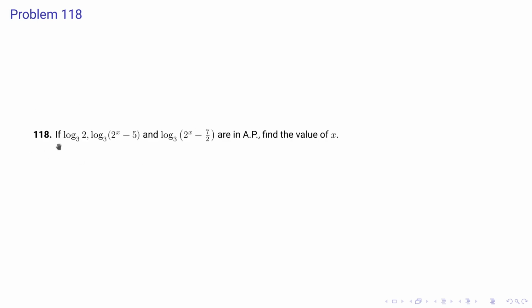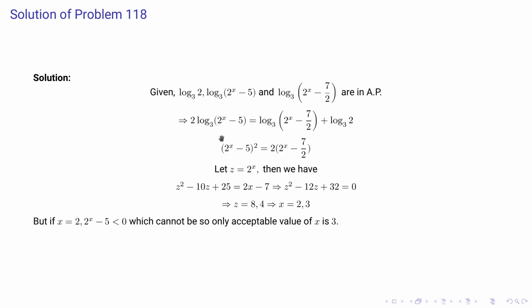Problem 118 says that if log of 2 with base 3, log of 2^x minus 5 with base 3, and log of 2^x minus 7 by 2 with base 3 are in AP, find the value of x. So given that these three are in AP, we can write that twice the middle term is equal to the sum of the first term and the last term. So left hand side becomes (2^x minus 5) whole square and right hand side becomes 2 into (2^x minus 7 by 2).